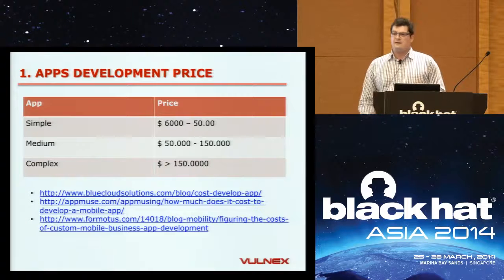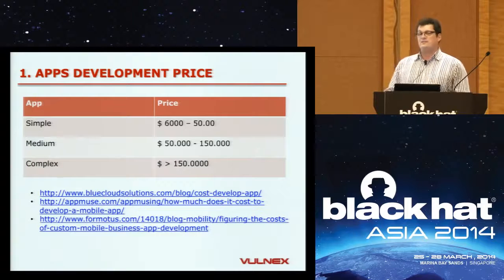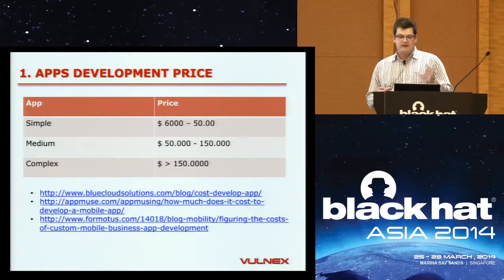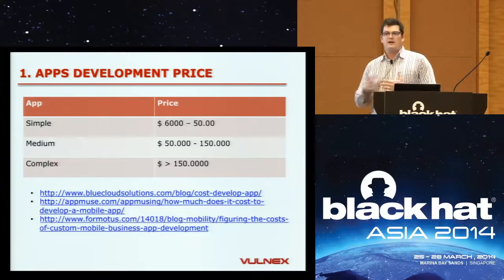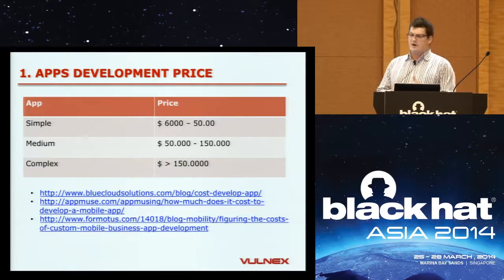So the price. As we have just seen, there are different platforms, and the cost of developing apps for these platforms is quite expensive. Coming up with these numbers is a bit tough. I was able to come up with some numbers from these sources, so you can go to these different links and get an idea of the numbers. Looking at the different sources, we can see that a simple app costs between $6,000 and $50,000. That's quite a lot of money just for one app, if we think about it.